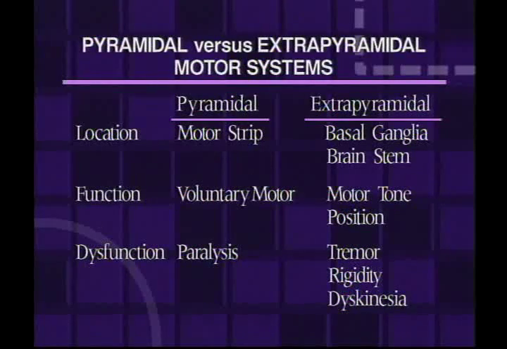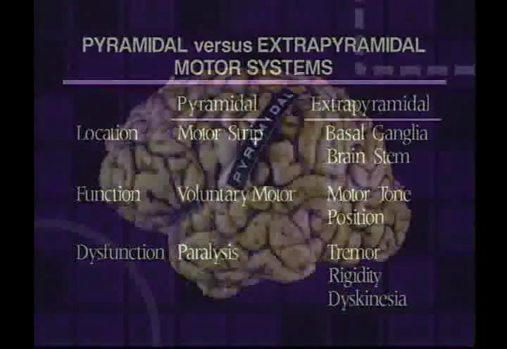The extrapyramidal system allows you to stand erect, to hold on to things without crushing them, and to shake somebody's hand without overdoing it or underdoing it. It is beyond the thought process. In other words, the extrapyramidal system works without you thinking about it. Dysfunction of the pyramidal system produces paralysis. Dysfunction of the extrapyramidal system produces tremor, rigidity, and abnormal movements referred to as dyskinesia.